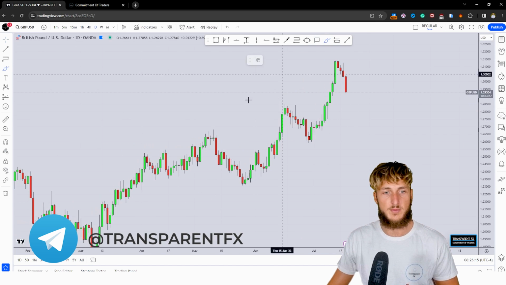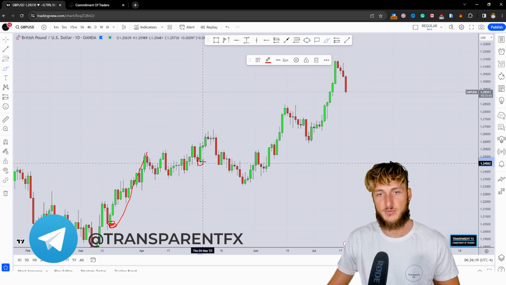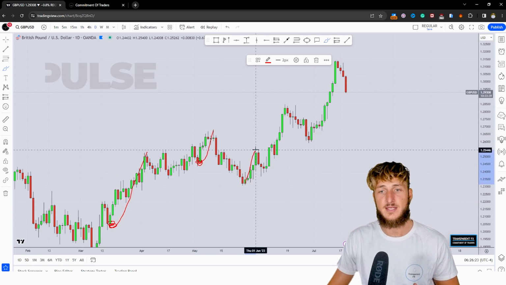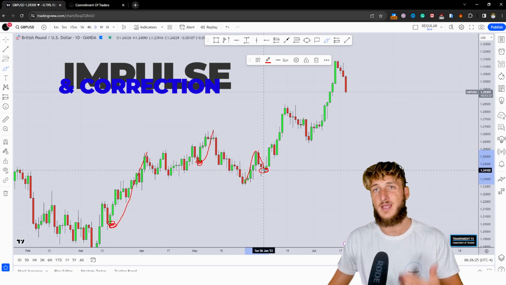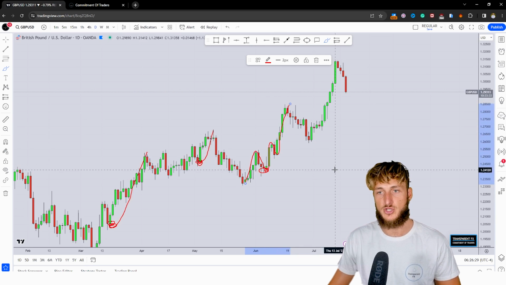I spoke about it when the market was here. I explained all the reasons for which we could expect this move to the upside. Again, from here, I explained all the reasons for which we could expect this higher high. Then we had this impulse and correction, and from here I made another breakdown explaining why we could expect an impulse, correction, and the creation of a higher high.